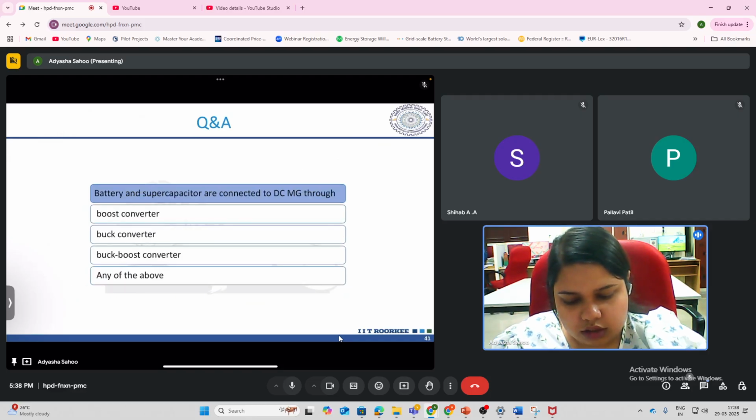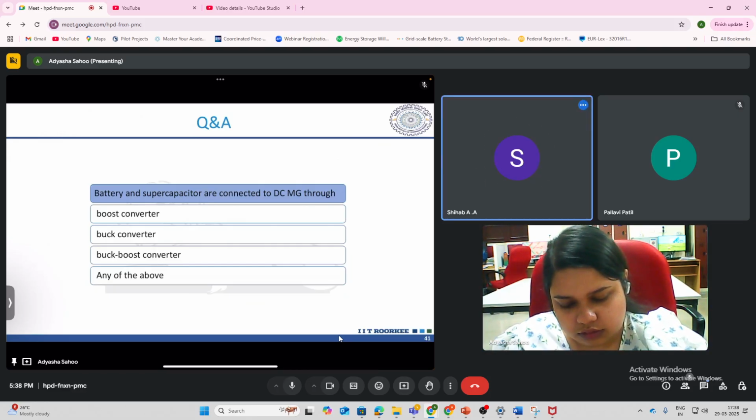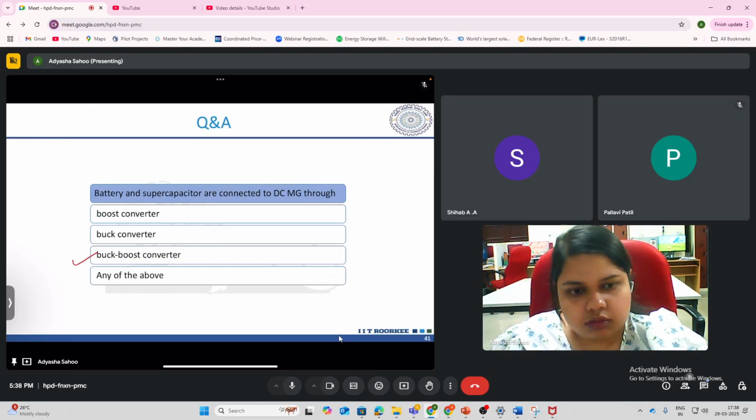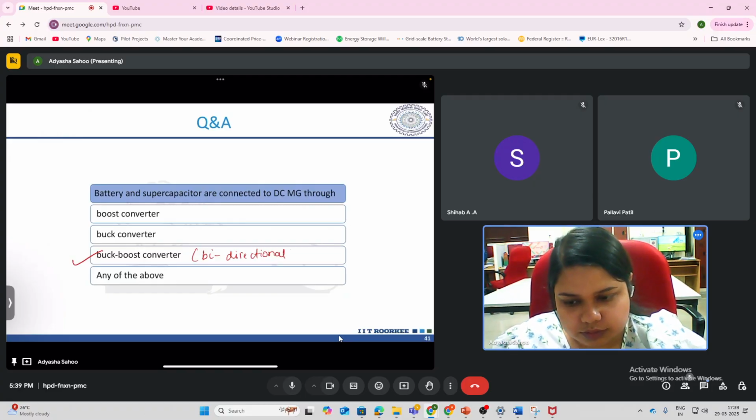So battery and capacitor are connected to the DC microgrid through which type of converter? Yes, why so? Basically to allow for the bidirectional flow of power. So either you can charge or discharge a battery. So for that you need to have a buck boost converter.